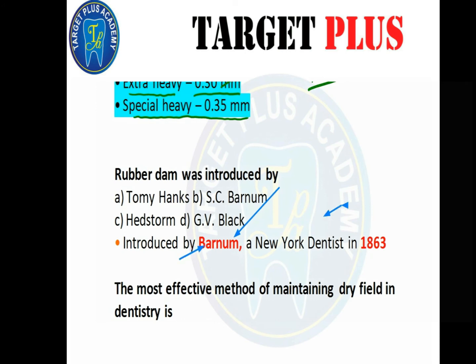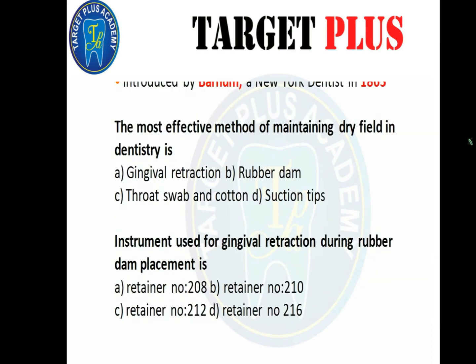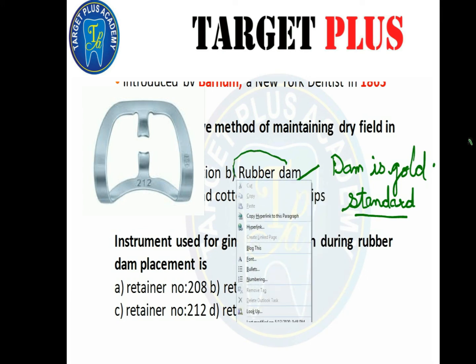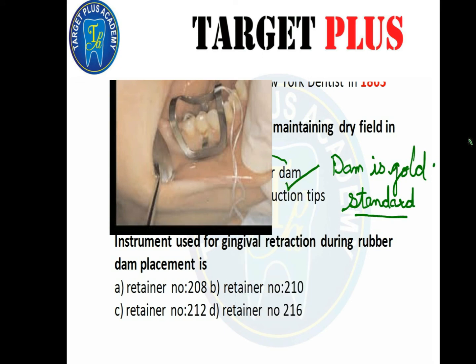Next question: the most effective method of maintaining a dry field in dentistry is? Yes, rubber dam is the gold standard. So your answer will be rubber dam. The instrument used for gingival retraction during rubber dam placement is retainer number 212. Let us see what this retainer number 212 is. It is used in class 5 cases. So this is the retainer 212.